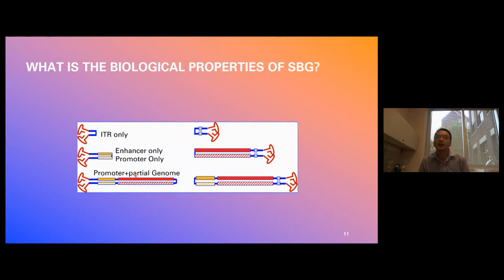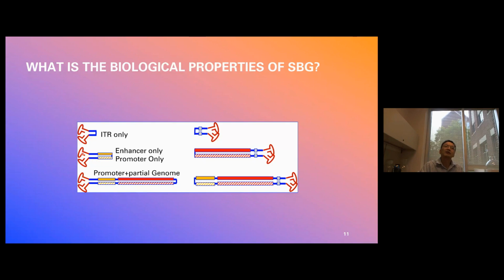So here, I'm going to switch topic and talk about the biological property of snapback genomes, because the snapback genomes are showing here, like they can be small and long and short. If you have only the ITR snapback genomes, that could be one thing. This is pretty much like empty particles, because it's small, and it can be purified probably during the vector production, because the DNA content is not big.